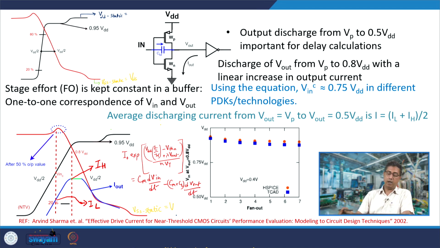This is the current going out of the output node. Now what you observe is that this is a constant, because we are considering the input voltage to be rising almost linearly. So, this is a differential equation where you can also see that the output almost falls linearly.